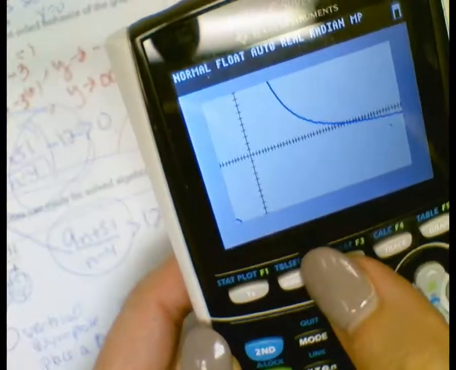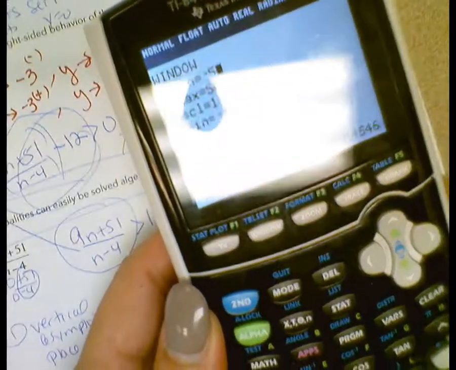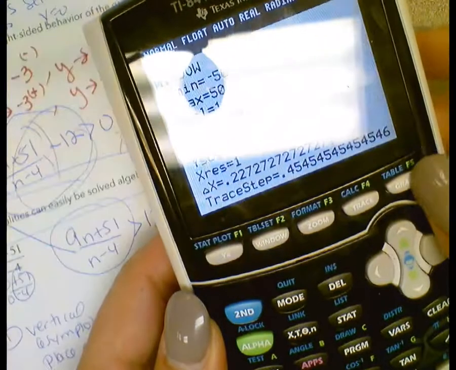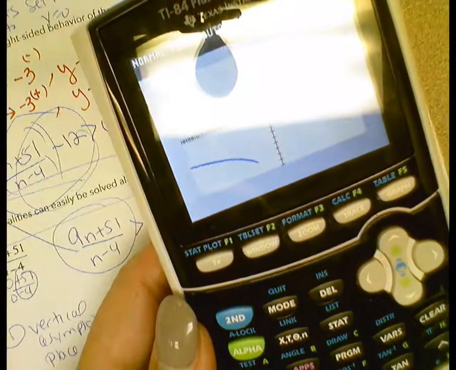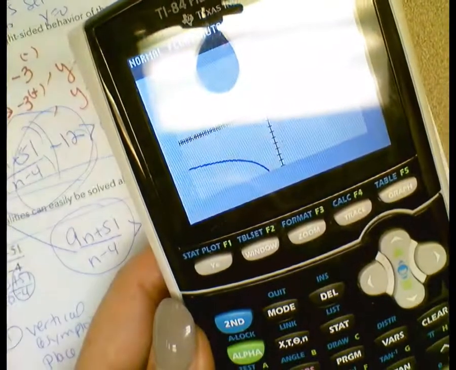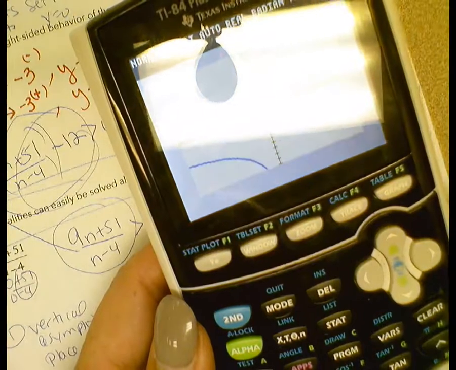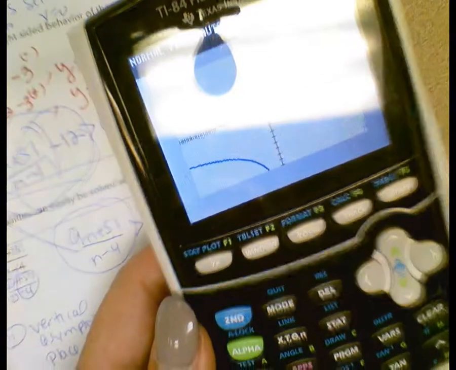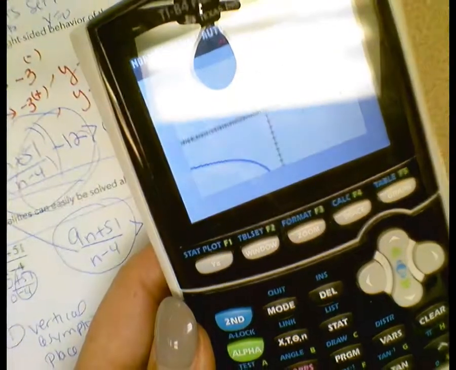I need to see some more x's, looks like. Let's go to window. Let's go negative 50. What the heck? Let's just go negative 50 to 50. We wanted to know when this was greater than 0.